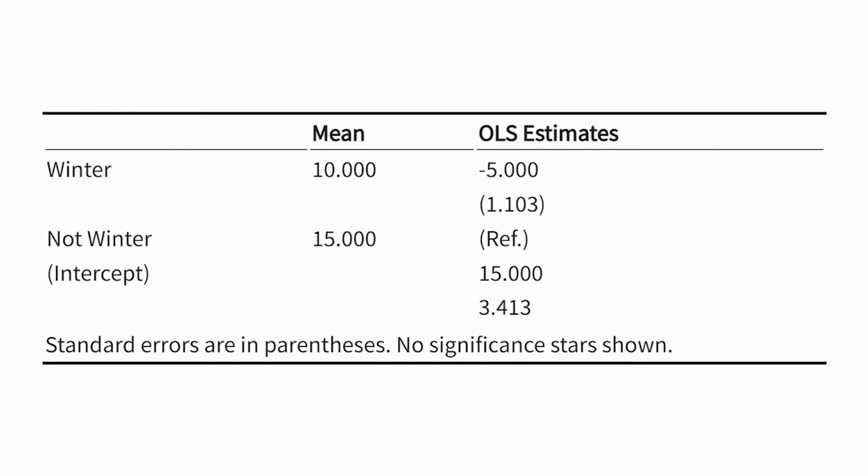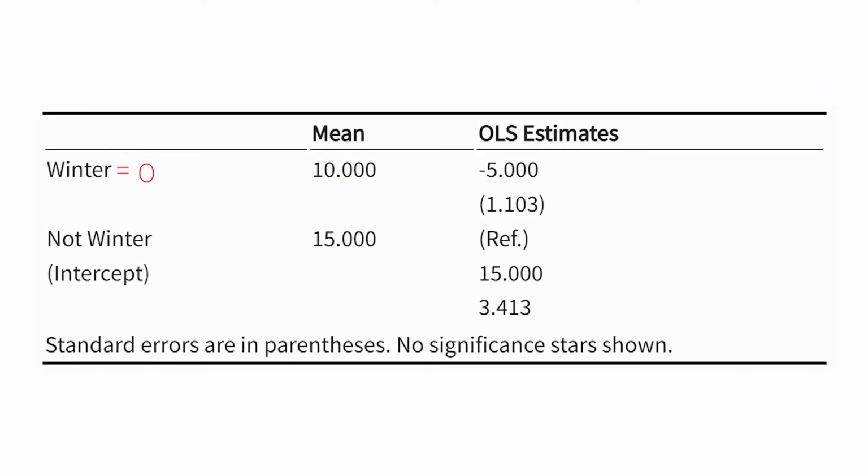Well, I would get a coefficient of -5 on winter because the average sales in winter is 5 lower than it is in not winter. I would also, for the intercept, get a coefficient of 15 because that is the average for not winter. If I'm getting a prediction from my model, it should give me the best prediction it possibly can, which is going to predict the average of winter for winter and the average of not winter for not winter.